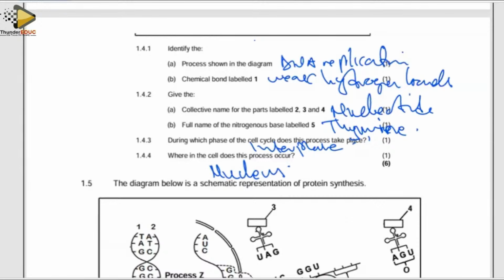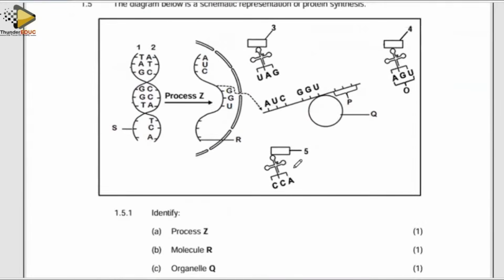So guys, that is the first question, let's go to the second question. But before we go to the second question, you need to know how to label. Basically, this is DNA, and this process is transcription. So you have messenger RNA being formed. So R is messenger RNA. 3 is the amino acid being brought.